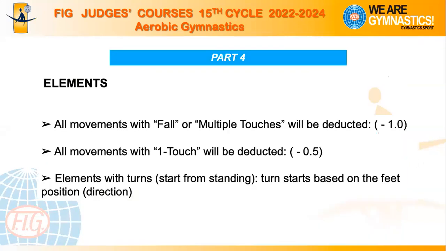Now for the elements, all movements again with a fall is 0.1, multiple touches, and one touch will be 0.5, and elements with turns start from standing. Turn starts based on the foot position. So jump, or you see where their feet are when they start, and then you check if it's a complete turn or incomplete or extra turn, the direction of the feet.